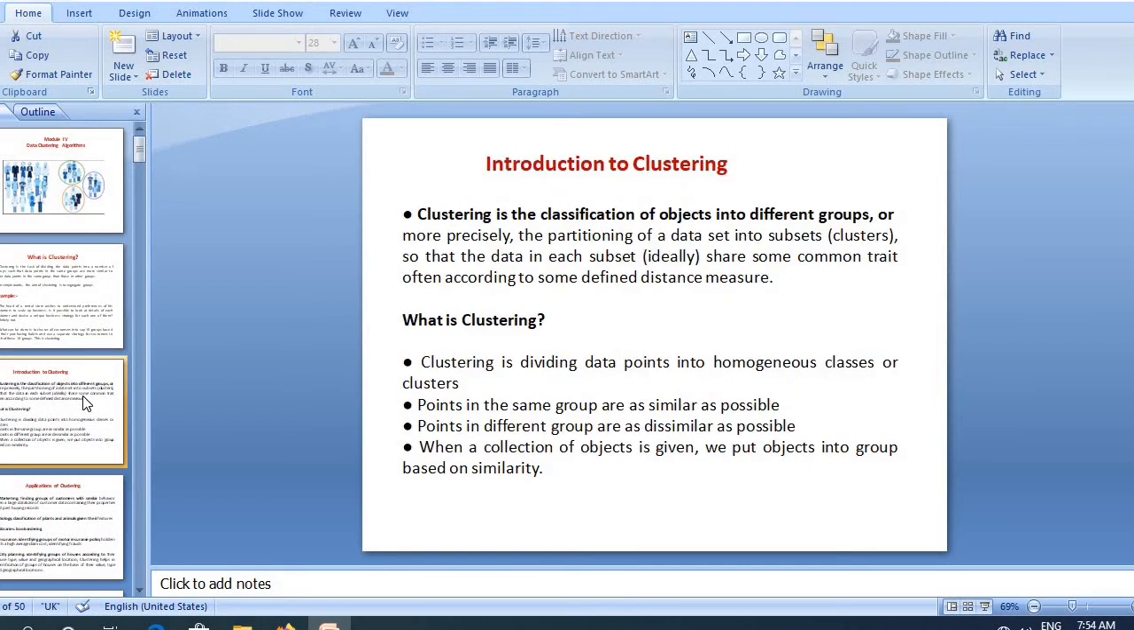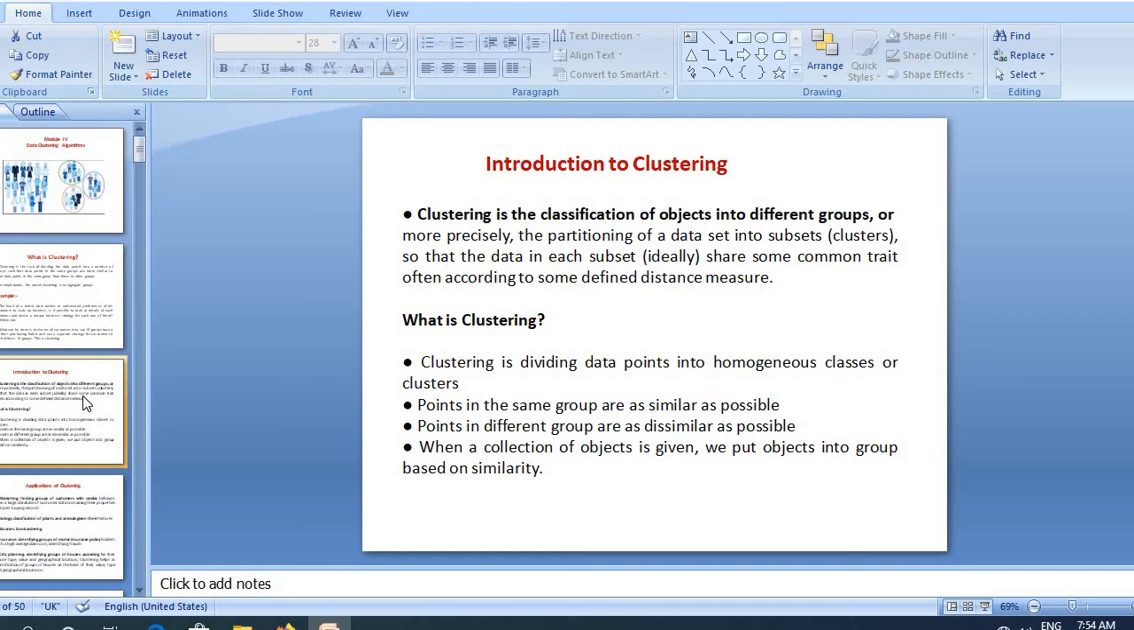Now, like we said before, clustering is the classification of objects into different groups, or it is a partitioning of data into clusters or subsets in such a way that each of the subsets will share some common characteristics or common traits. And this common trait is usually measured based on some distance measure.